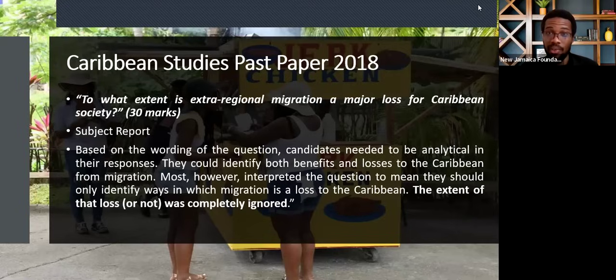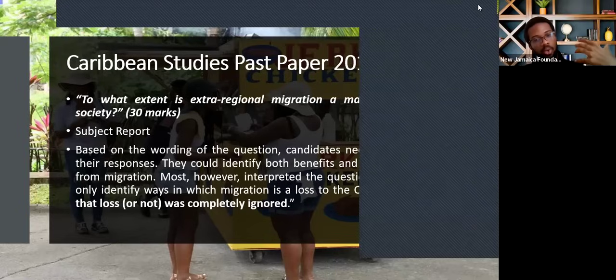So basically, these kinds of questions, the 30-mark question, require far more analysis than just, for example, the previous 20-mark one, which asked you to assess something.